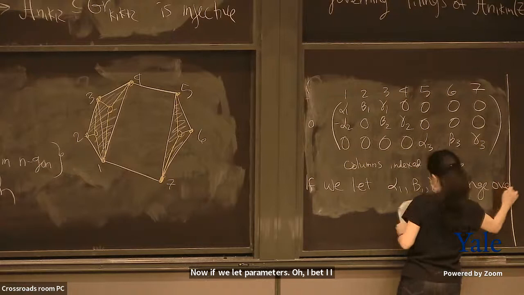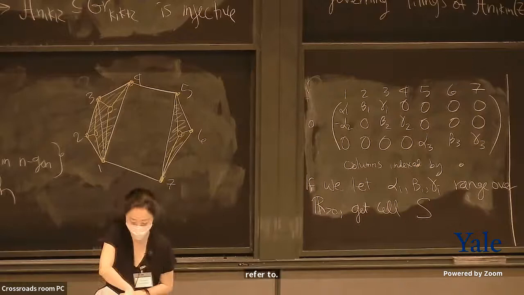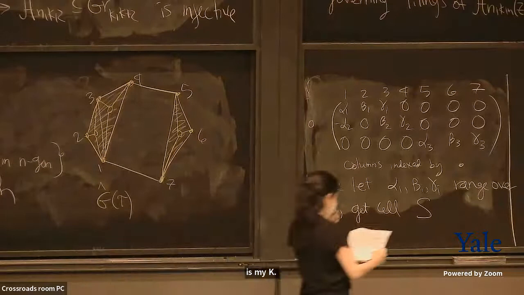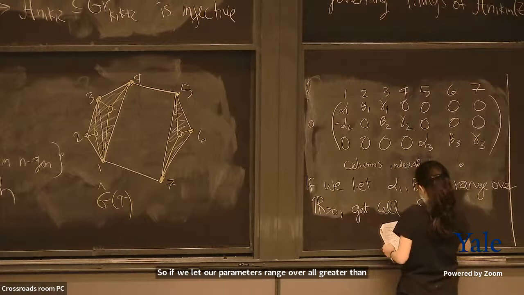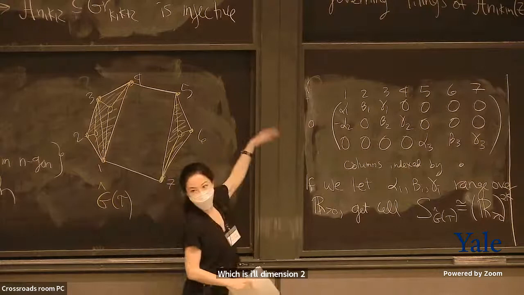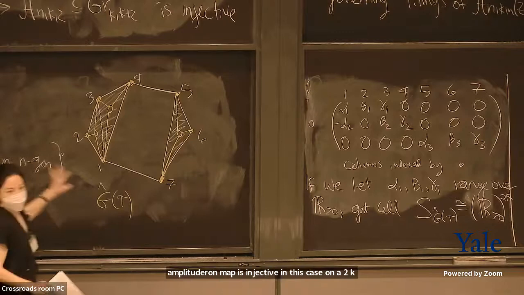And now if we let the parameters alpha_i, beta_i, gamma_i range over R greater than zero, we get a cell. This yellow graph I'm going to refer to as G hat of tau. Tau is my k non-overlapping triangles, and G hat of tau is my dual graph. The cell is of dimension 2k. I have 3k parameters here, but you can rescale every row, so it's really a 2k dimensional cell. And the statement is that the amplituhedron map is injective, in this case on a 2k dimensional cell, if and only if it has this form.